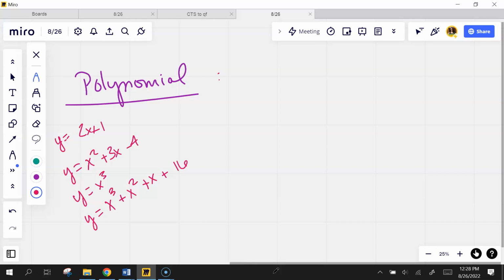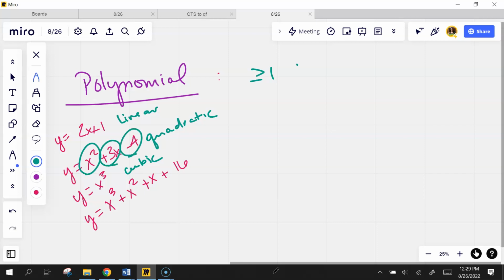Okay, so what is a polynomial? Because this is a linear. We know that this is quadratic. What's this one called? A cubic, but yet they're all polynomials. So what is a polynomial? Something with x. Okay, so greater than or equal to 1. I'm not going to call it a number. What are these individual pieces called? Terms.